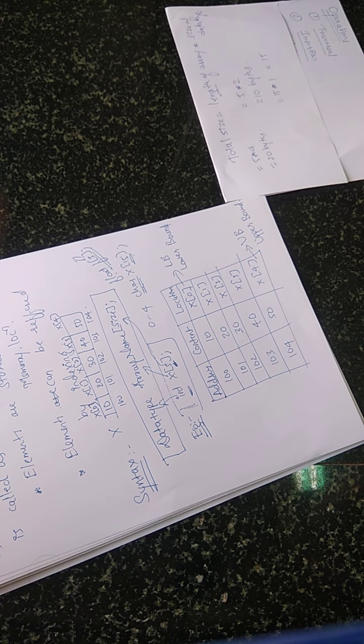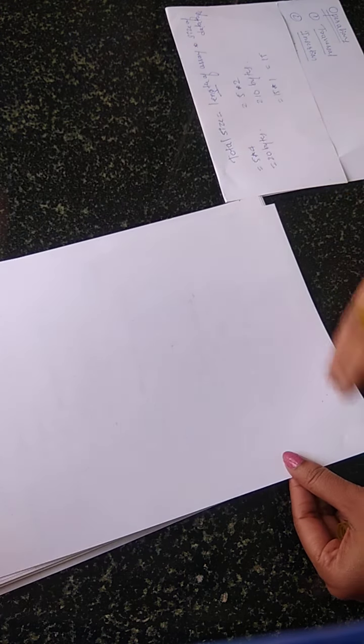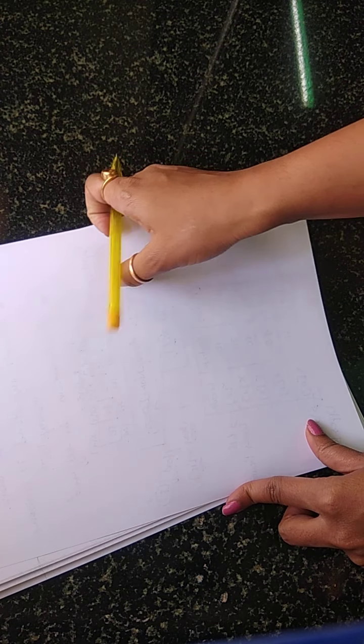Done. Next I'll tell you about the features of your one-dimensional array. We'll study the features of your one-dimensional array, then we'll study the other points later. Okay, so first let me give you the features.